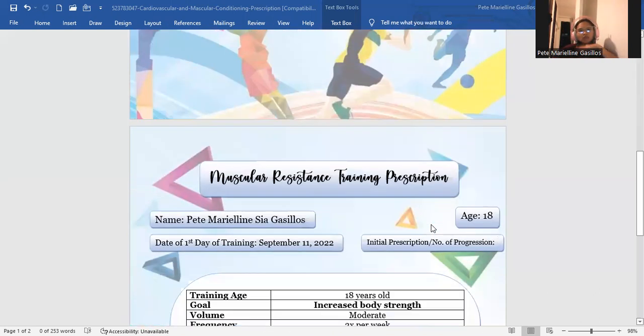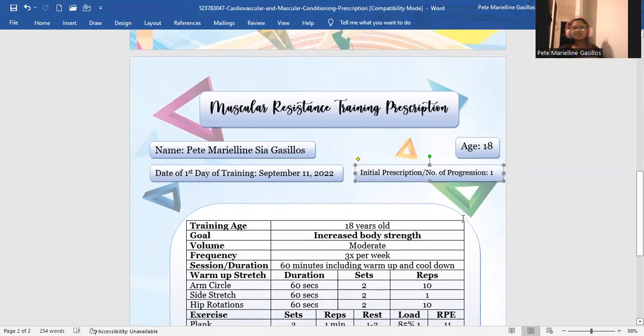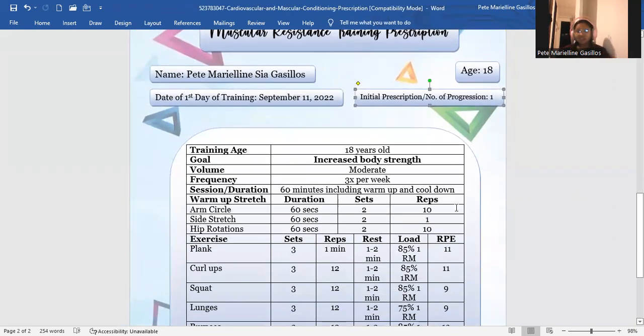Next, let's go to my muscular resistance training prescription. Again, I'm Pat Marielline Gasillos, 18 years old. The date of my first day of training is September 11, 2022. I'm sorry if I look like that because I can't clearly see. My initial progression is 1. Okay, I'm going to adjust this. My training age, as I said earlier, is 18 years old.